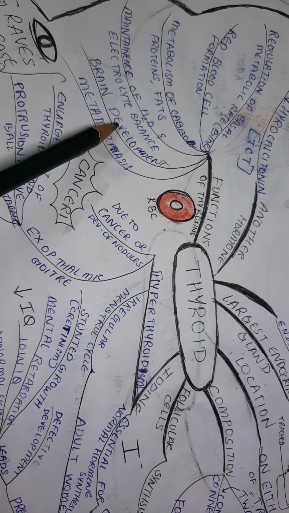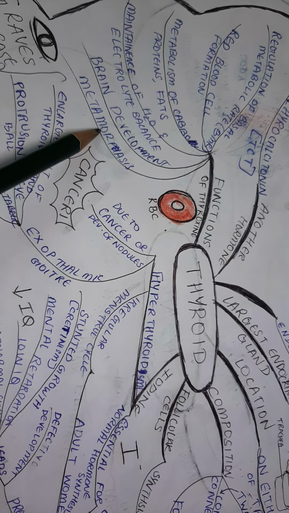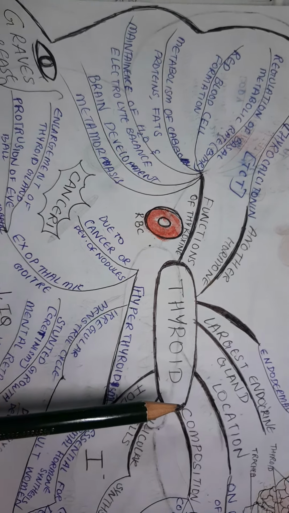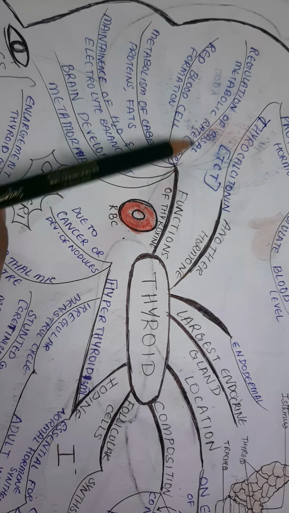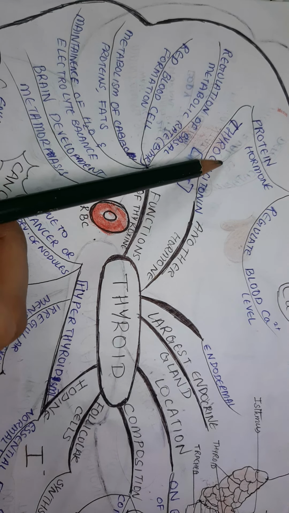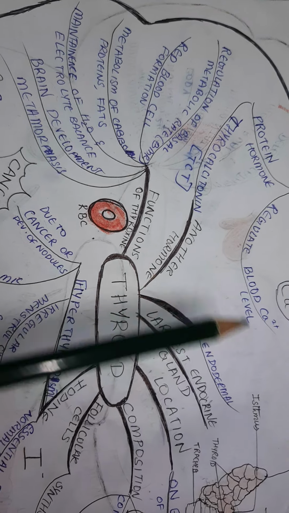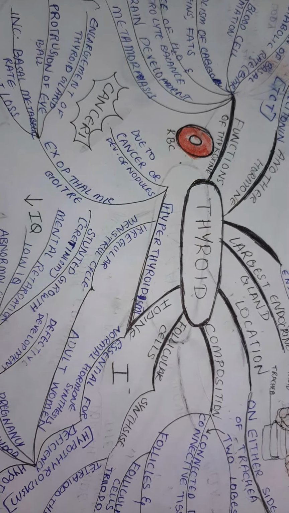It has a main role in brain development, and in some animals it also has a role in metamorphosis. There is also another hormone which is secreted by the thyroid gland. This is known as TCT, thyrocalcitonin. Thyrocalcitonin is proteinaceous in nature. It is made up of proteins, and it regulates blood calcium levels. This was a brief summary about the thyroid gland.